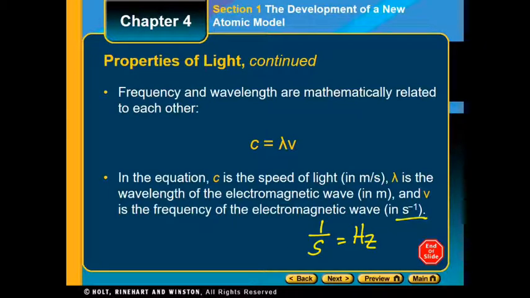The speed of light, just so that you know, is a constant value, and it's going to be really close to 3 times 10 to the 8th meters per second. So when you multiply wavelength and frequency, numerically you will continue to get a constant value close to 3 times 10 to the 8th meters per second.